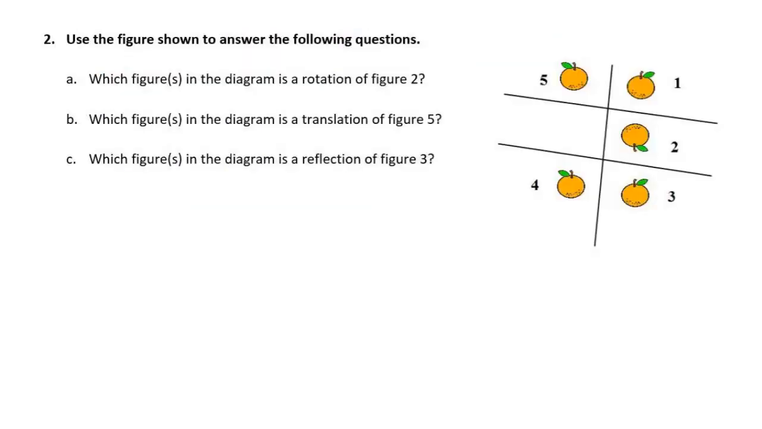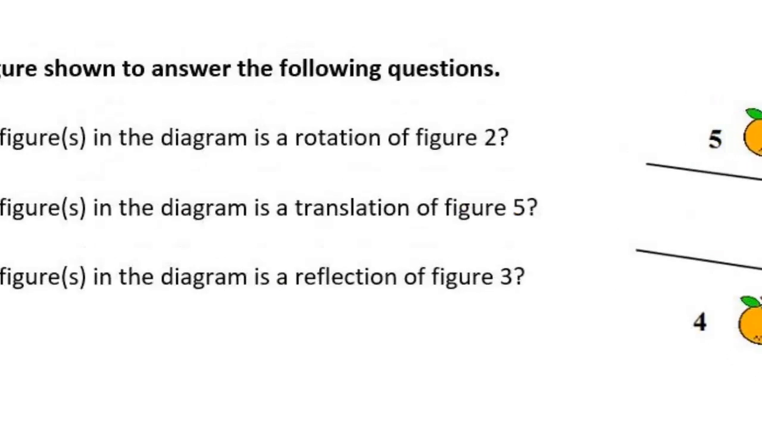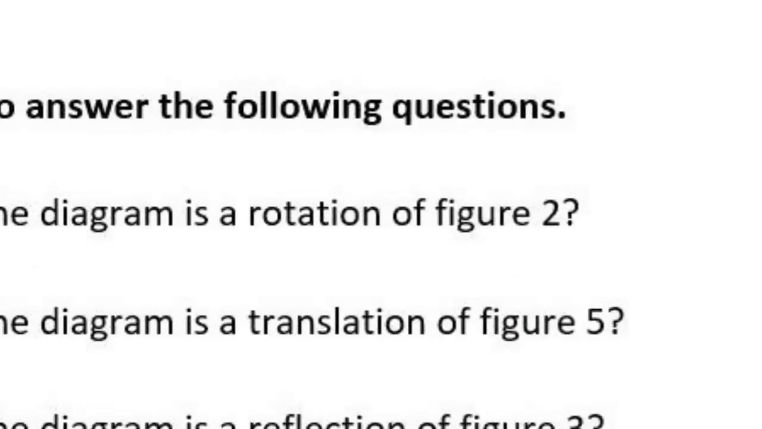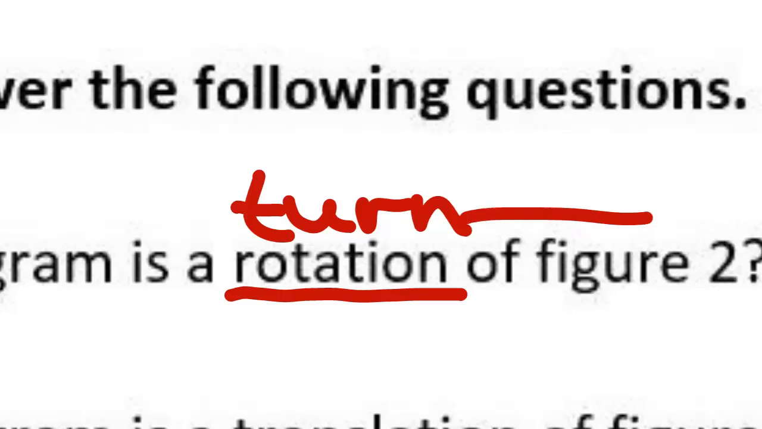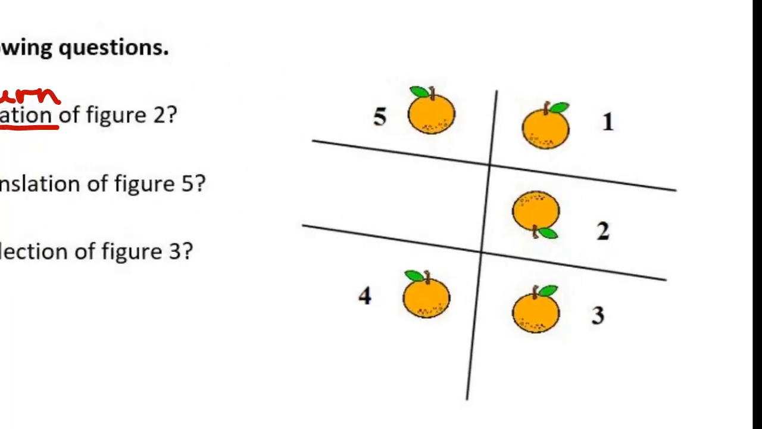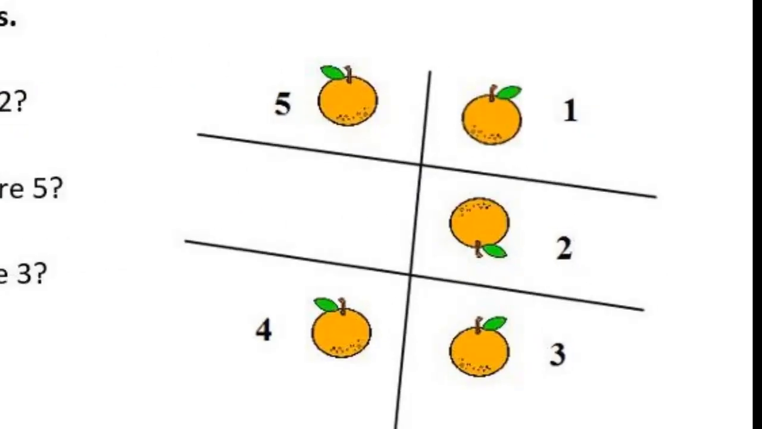Tracing paper can come in really handy on a problem like this. I would highly recommend using it. You can have as much tracing paper tomorrow as you want. Part A, which figure or figures in the diagram is a rotation? A rotation is a turn. So I'm going to trace over figure number 2. I'm going to trace around the orange. I'm going to make sure to get the stem and the leaf.